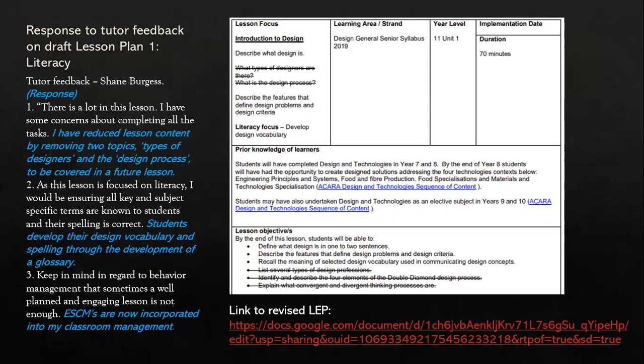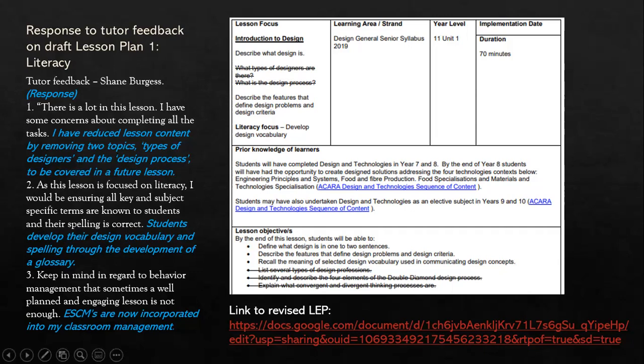In response to my lesson planning and the teacher demonstration, I received feedback from my tutor and also some peers. Firstly, response to tutor feedback on draft lesson plan 1, the literacy focus. Firstly, my tutor was concerned that the content of the lesson would basically take too much of the time of the lesson and that I would go over. Concerns about completing all the tasks.